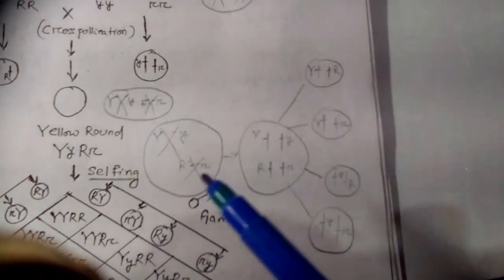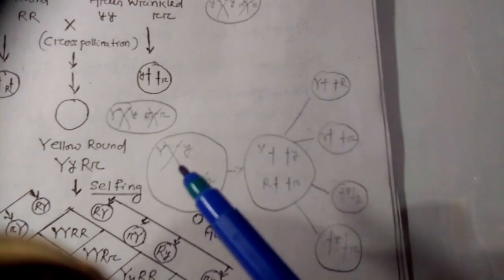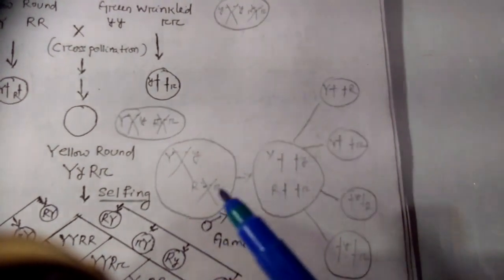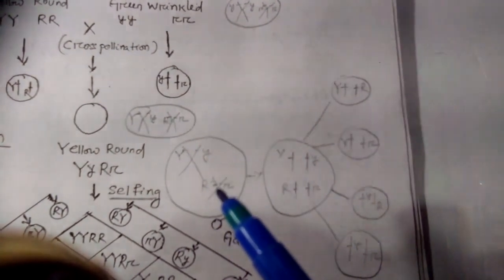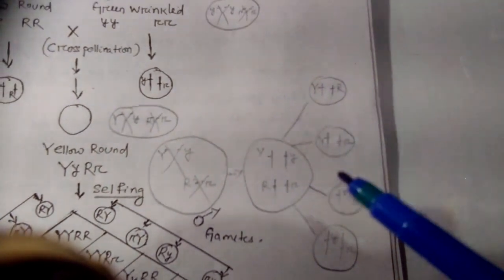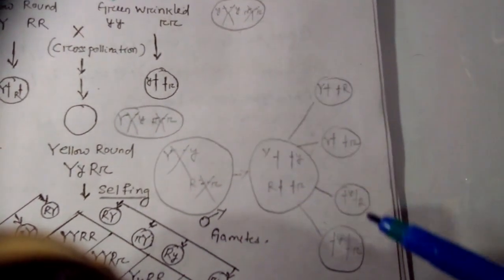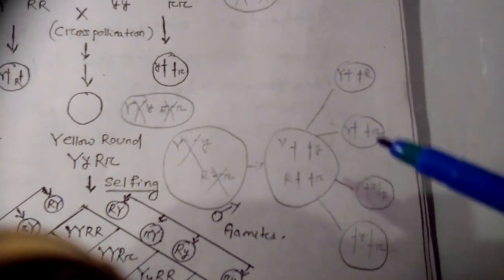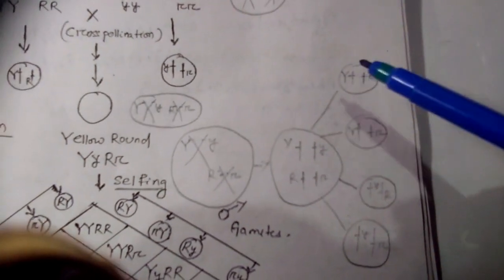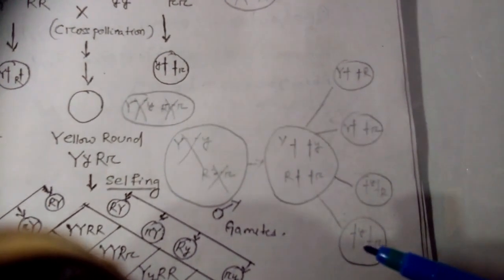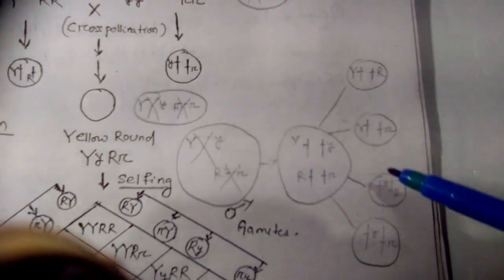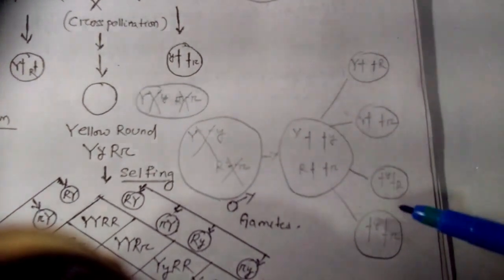This one I have already done, but for your clarity I have done it again. You see here capital Y, small y, capital R, small r, they are on separate chromosomes. Once meiosis happens, these four types of gametes will form. This is a parental variety, this is a parental variety, and these two are non-parental varieties: capital Y small r and small y capital R.